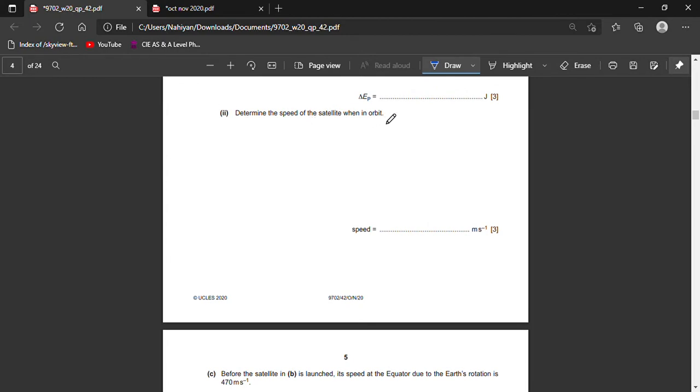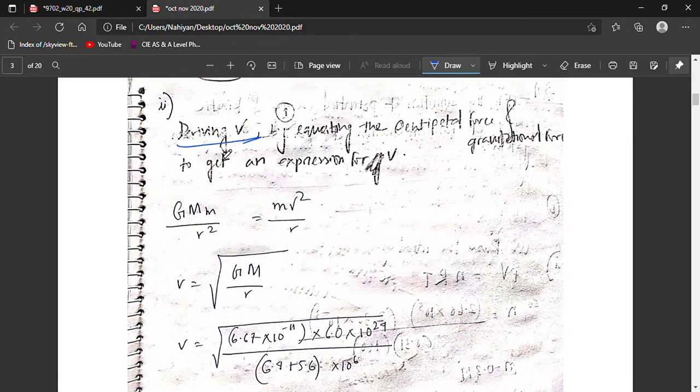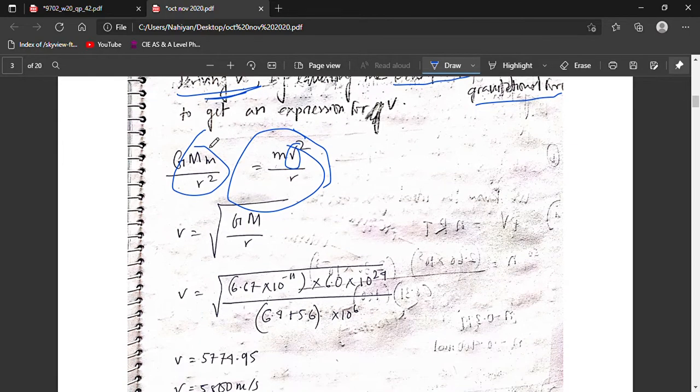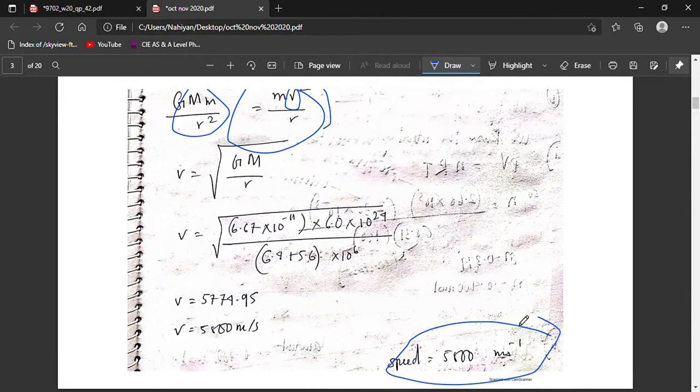So determine the speed of the satellite when in orbit. What we do is we derive v by equating the centripetal force equation and the gravitational force equation, because we don't have a v here. In a previous video I've shown you how this relation arrives, and you just substitute to get an expression in terms of v. When you make v the subject and plug in all the values, you get v as 5,800 meters per second.